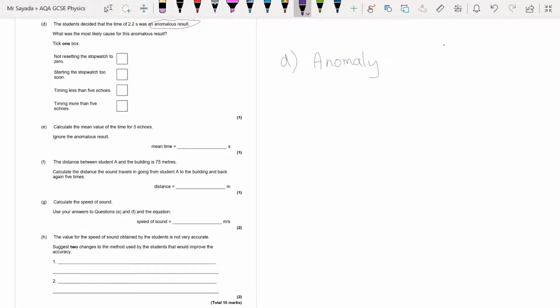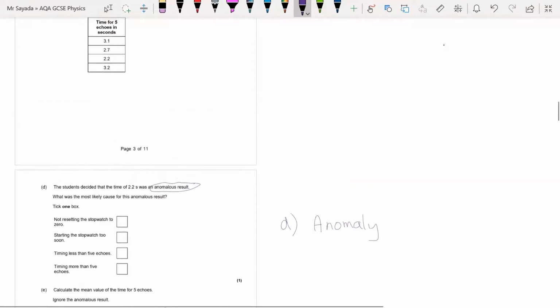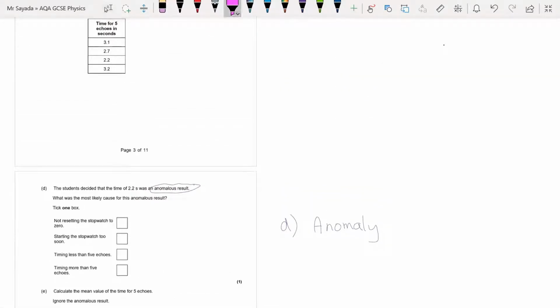So if we go back to the data and have a look, the data shows us that 2.2 is less than all the other readings. So we seem to have a reading which is less than all the others. So to get a reading which was less than all the others, well, not resetting the stopwatch to 0 would give us a longer time. Starting the stopwatch too soon would also give us a longer time, and timing more than 5 echoes would also give us a longer time. So the only one which would give us a shorter time is timing less than 5 echoes.